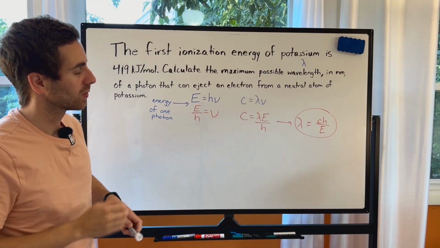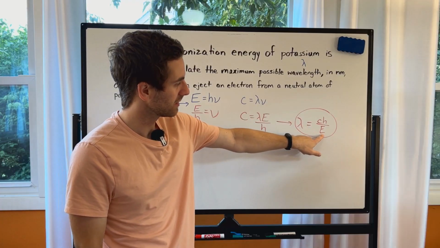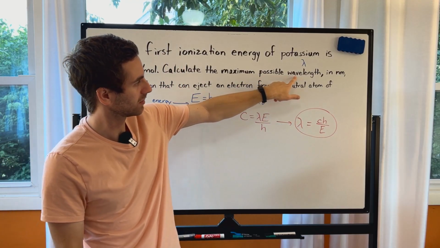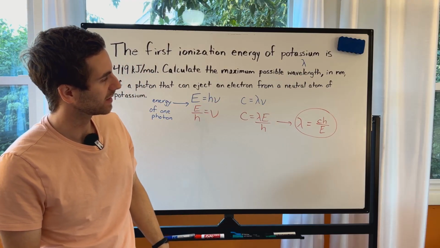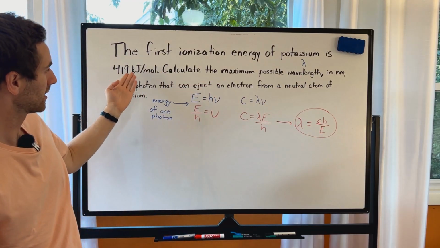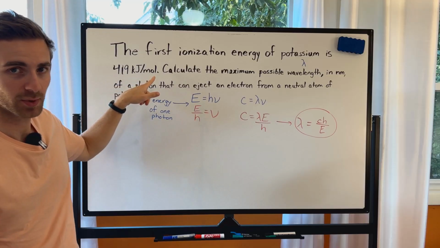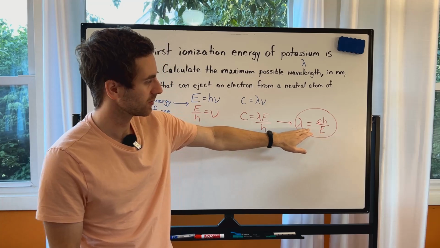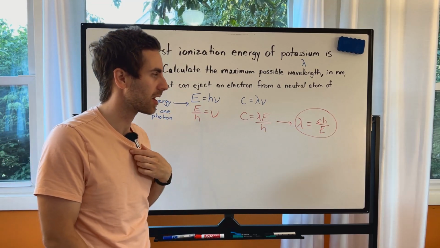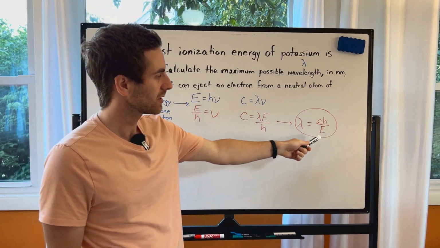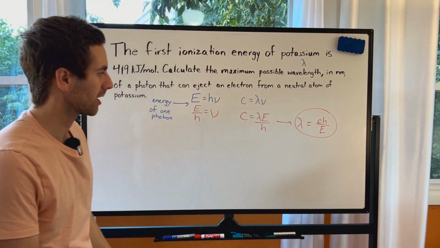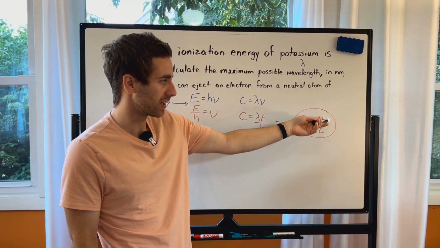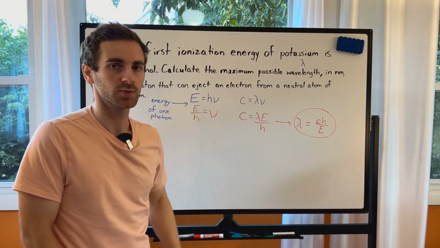And we do see that wavelength is inversely proportional to energy. So that's why it says maximum possible wavelength, because we need a minimum amount of energy. We need at least this much energy, but we don't want it per mole. That minimum amount of energy will correspond to a maximum possible wavelength. But again, this needs to be the energy of one photon, not the energy per mole, and it also needs to be in joules because Planck's constant is in terms of joules.